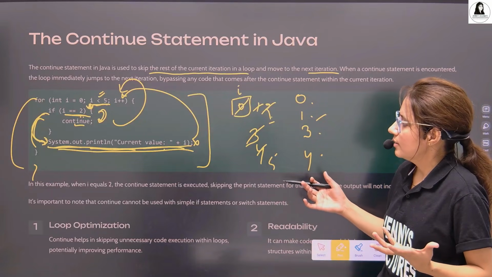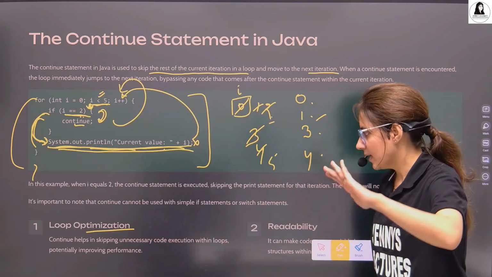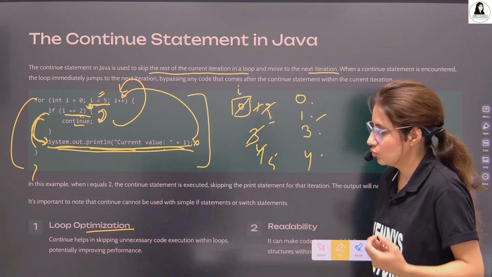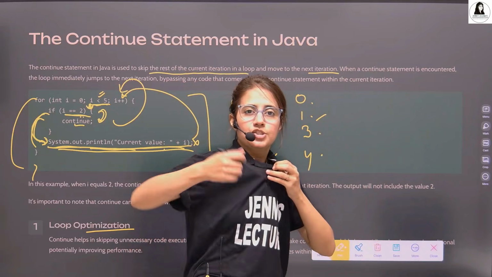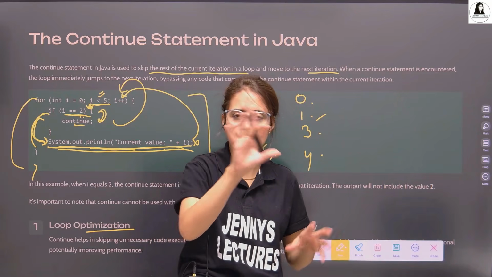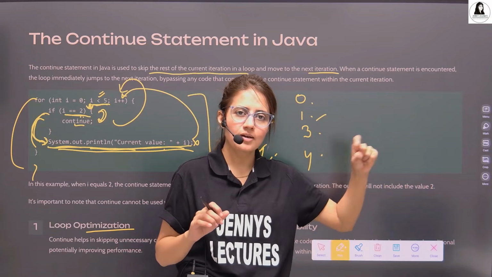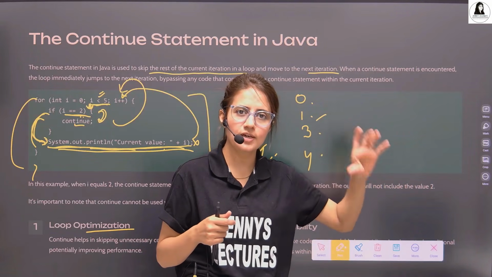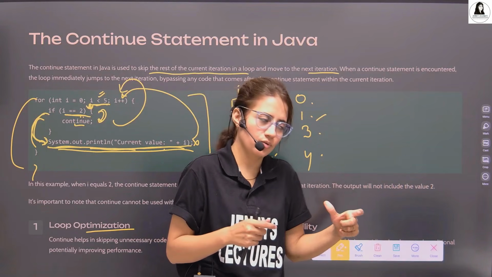So continue basically helps in loop optimization. If you want to skip some unnecessary iterations, then you can use continue to skip those and improve the performance of your code. Like input validation. If your user is entering something or filling a form, and there is any invalid entry, then you would just skip that and take another input. You just skip that invalid entry and continue processing. This kind of thing, right?